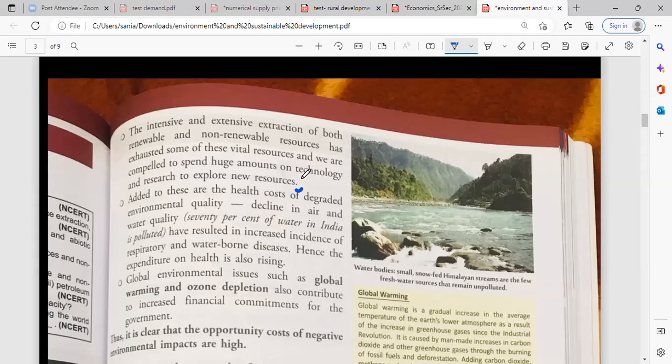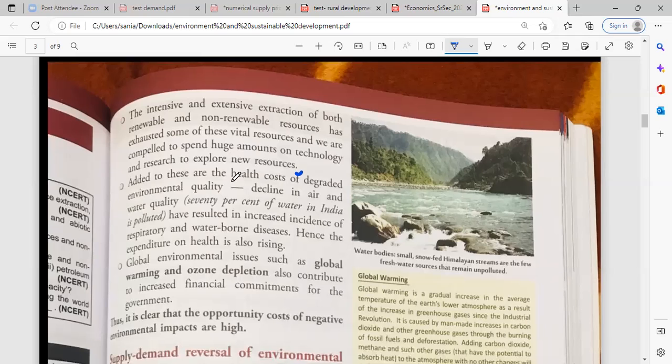So basically, those resources which were important for us, everybody used them in such a way that now there are no resources. Now what you are doing is using different technology to find some other, alternative resources, right? Next, added to these are the health costs of degraded environment quality. Decline in the air and water quality has resulted in increased incidence of respiratory and waterborne diseases. Hence, the expenditure on health is also rising.